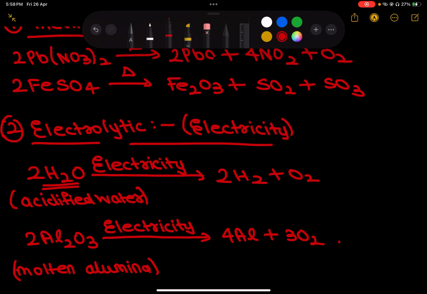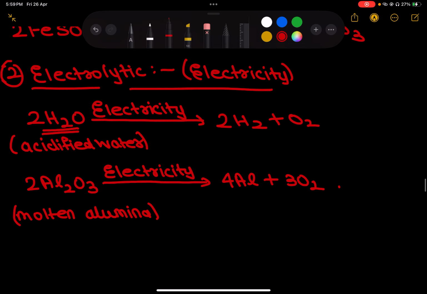Now, why is it in its molten form? Because the aluminium and the oxygen ions are very closely packed in their solid state. So they need to be melted in order to attract the aluminium ions towards the cathode and the oxygen ions towards the anode. Cathode and anode are the two electrodes in the experiment in which they are conducted. So that is the reason why molten alumina is used.